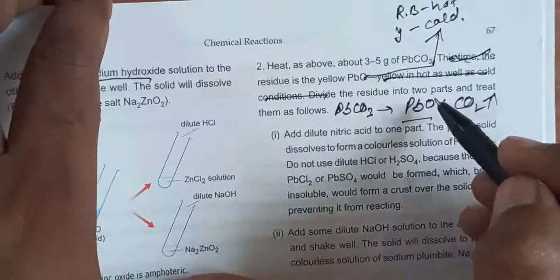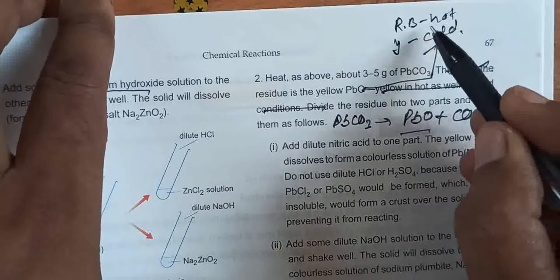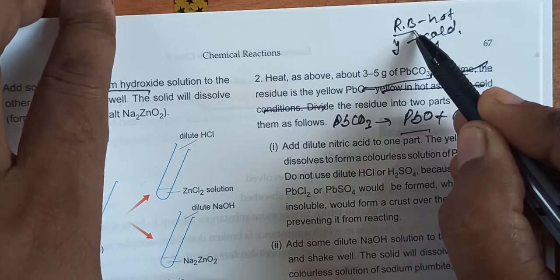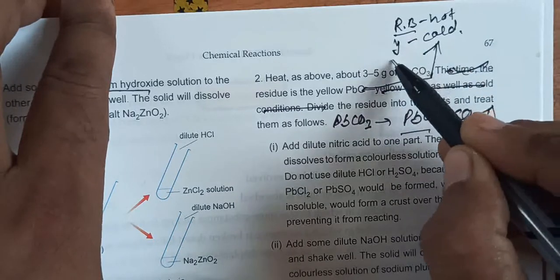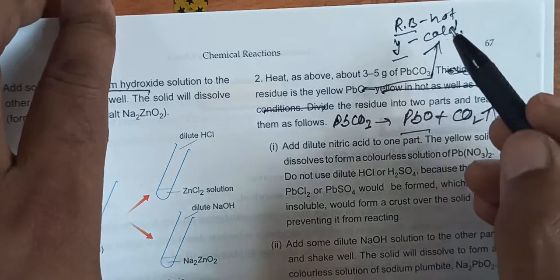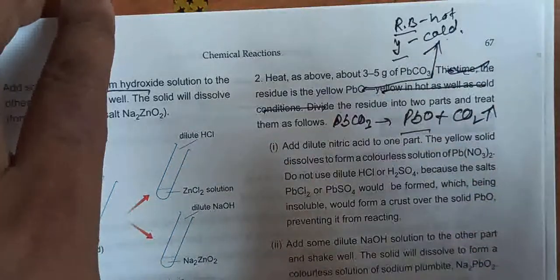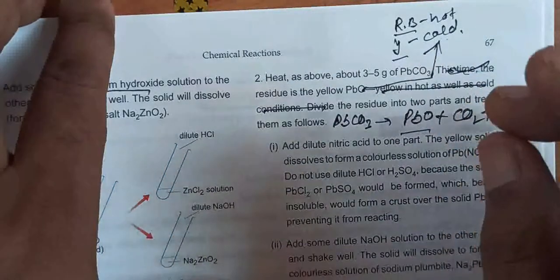This PbO is wrongly written in your book. PbO is reddish brown when it is hot. Rb means reddish brown here. And it is yellow when it is cold. Here they are saying yellow when hot and cold. No, it's not like this. It is reddish brown when hot and yellow when cold.